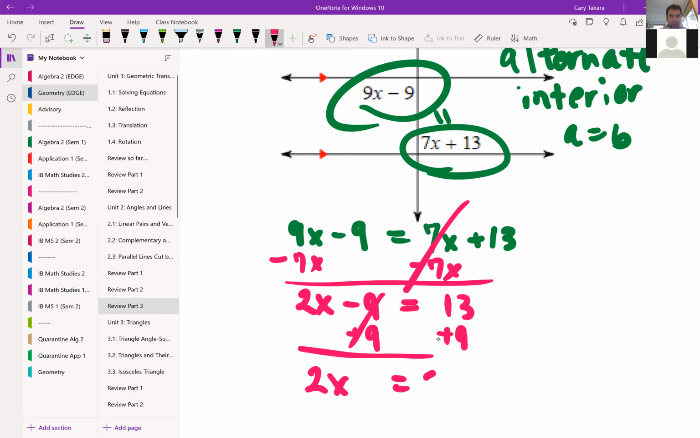So 2x equals 22. Divide by 2. Divide by 2. X equals 11.